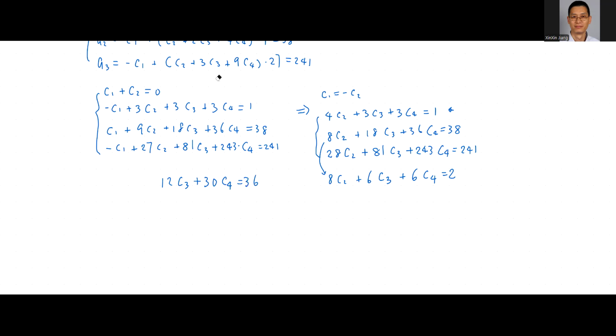And I'm going to multiply the first equation by 7. I get 28C2 plus 21C3 plus 21C4 equals 7. And you subtract these two equations, get rid of C2. I have 60C3 plus 222C4 equals 234.